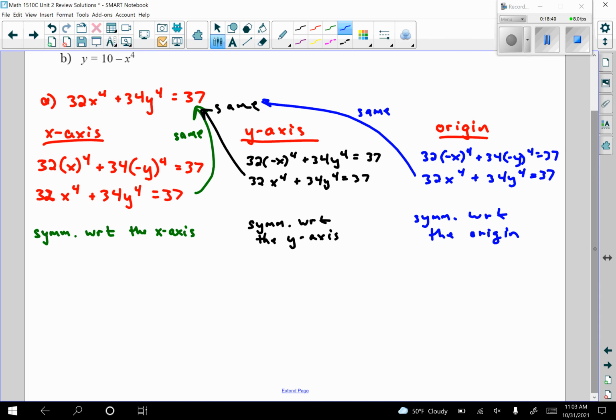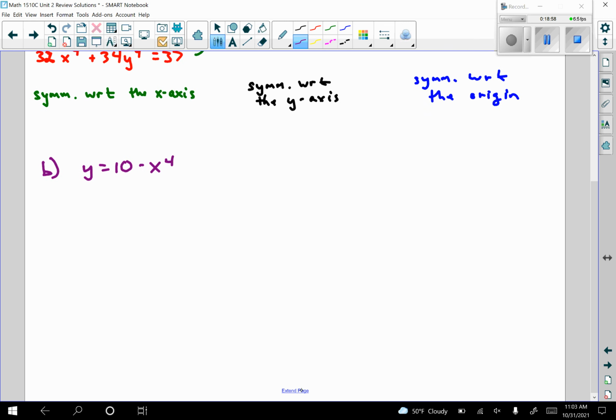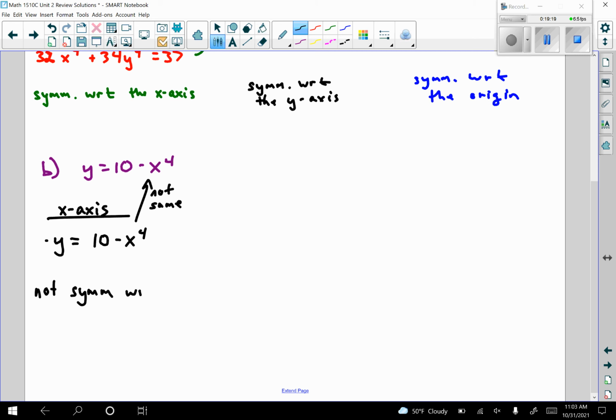All right, let's take a look at B. Okay, so let's do the x-axis. Leave the x the same, substitute in the opposite of y. There's nothing else we can do. This is not the same. So you would say not symmetric with respect to the x-axis.